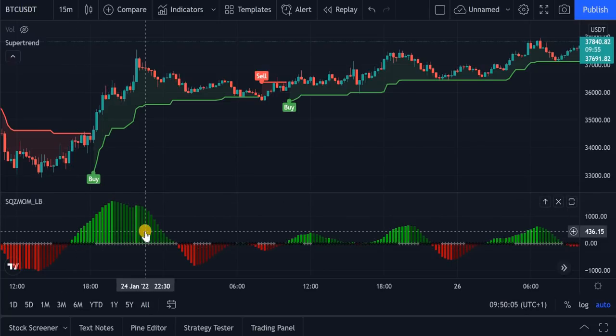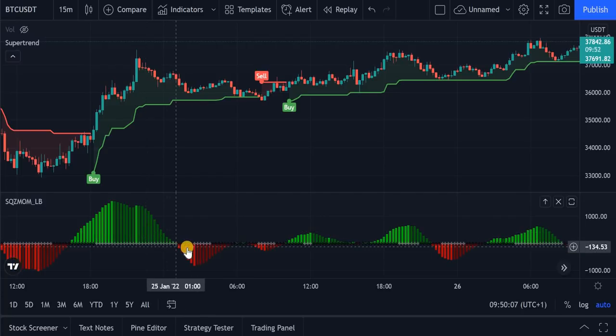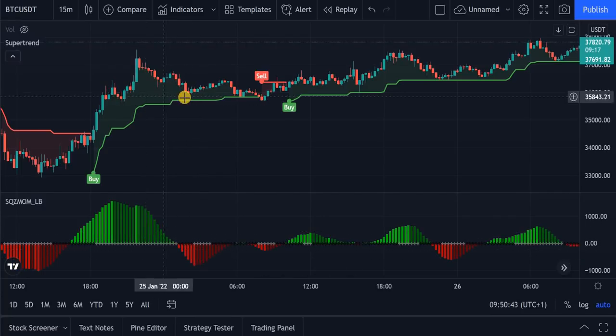You can also see that the Squeeze Momentum Indicator is giving a negative read. If you look at the chart, you would see that the price is still in an uptrend. This indicator is not very accurate at this given time.